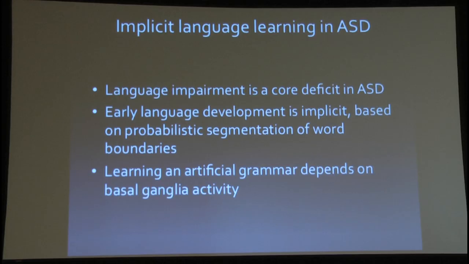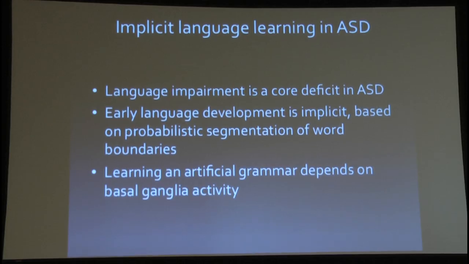So, how does that affect language? Language, as you know, is a core deficit in autism. It's no longer on the DSM, but we all know it's still a problem. What's interesting is that early language development is implicit. It's learned automatically, and it is learned with the help of eye gaze cues from the parents. So if you've got a difficulty in following these joint attention eye gaze patterns, then you're going to have difficulty in developing language.